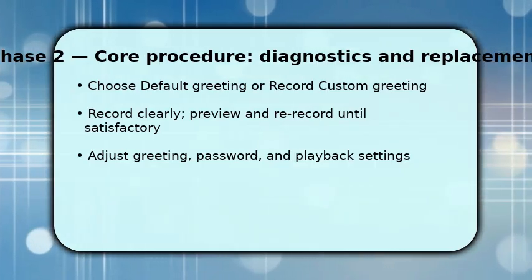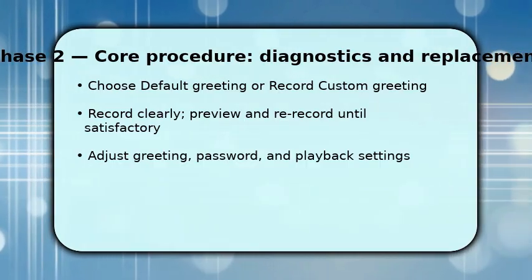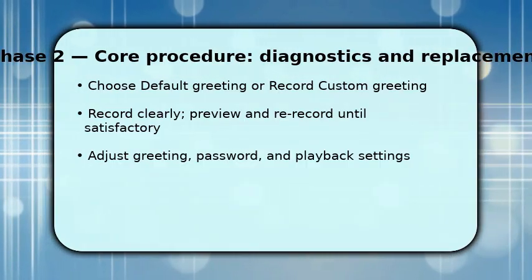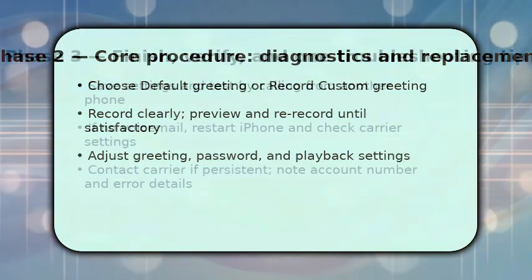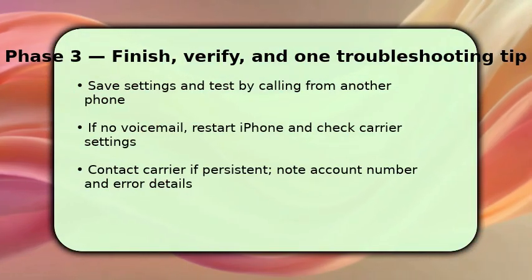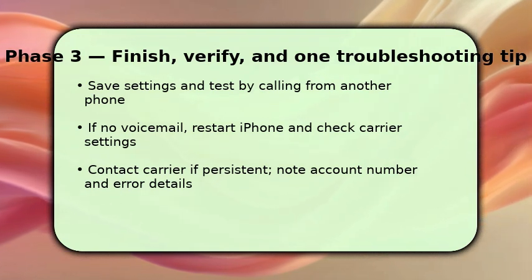Also check playback volume and whether transcripts are enabled. These settings affect retrieval and accessibility, so tweak them until messages are finished, then save everything and immediately test. Call your number from another phone and leave a message to verify it records and appears in visual voicemail.